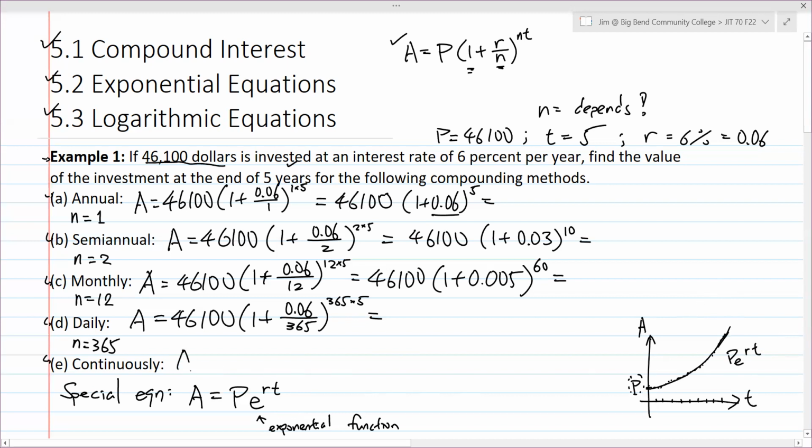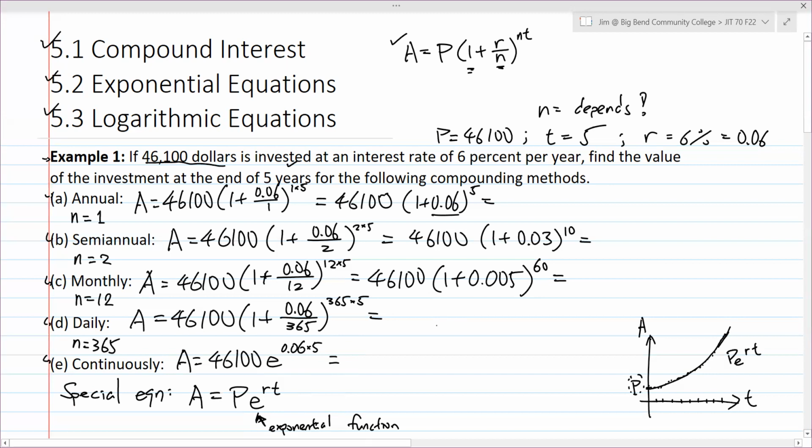It's very cool. And then if we plug in the values, we have 46,100 times e to the r, which is 0.06, and the time would be 5. So these are the numbers you plug in. That exponential function was made up by mathematicians for certain applications, and it really works in some situations.